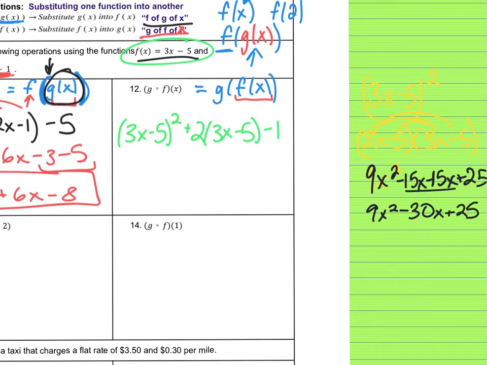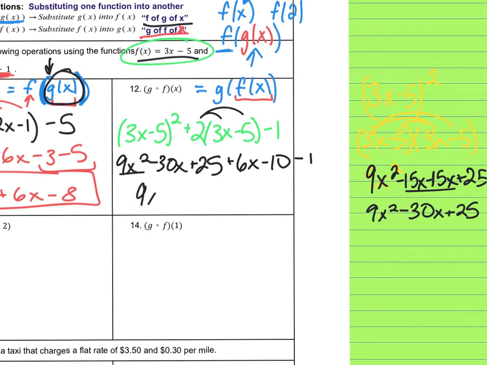Okay, so that's factored. I'm going to go ahead and write it over here. Then I know I can distribute out this 2, so this becomes plus 6x minus 10, and I still have a negative 1 at the end. And now to simplify. 9x squared, negative 30 plus 6 is going to be negative 24x. 25 minus 10 minus 1 is going to be 14.